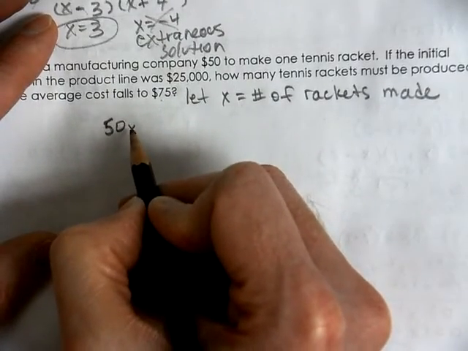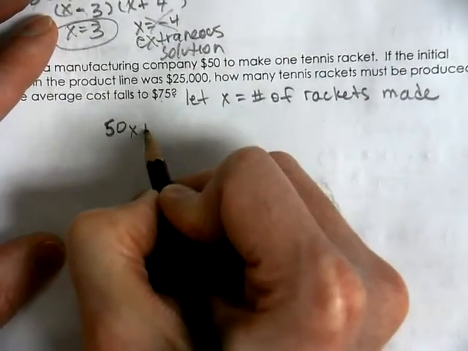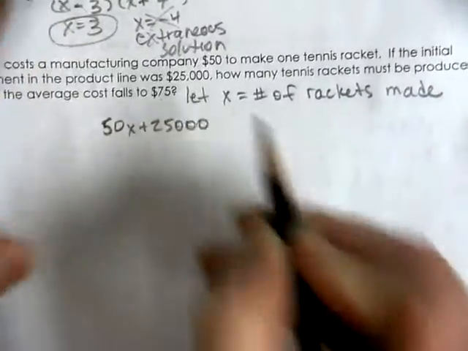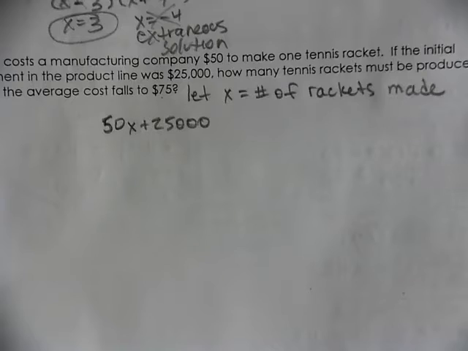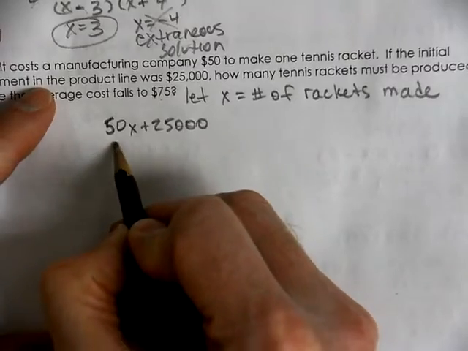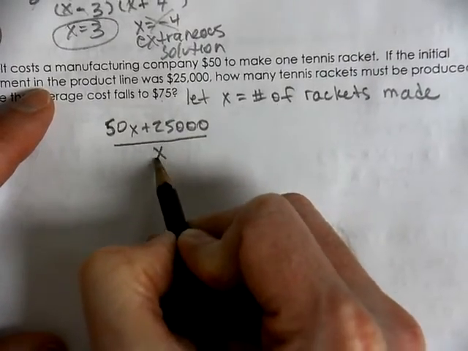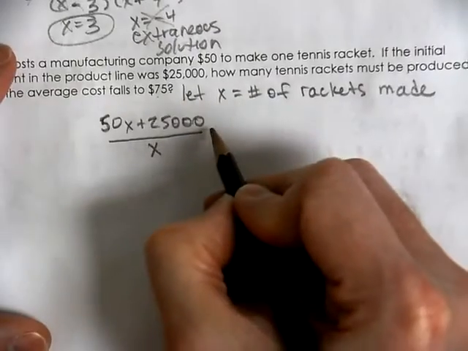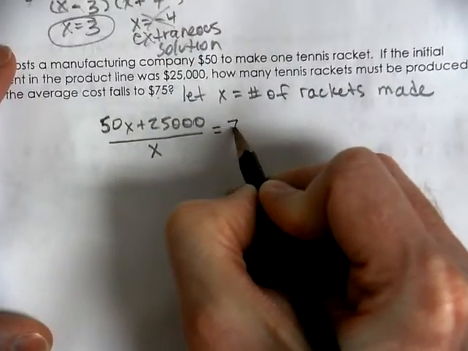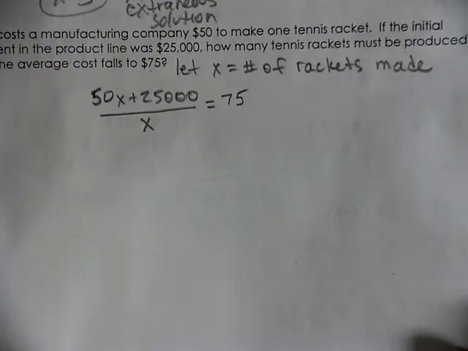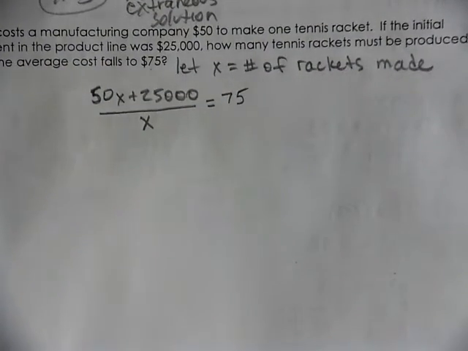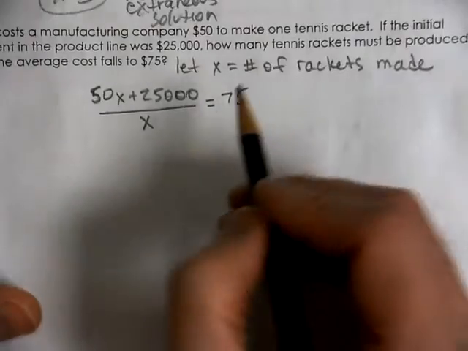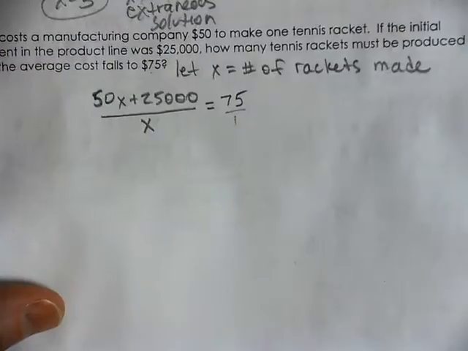So $50 for every racket made plus the $25,000, that's the total cost to make the rackets. We want to find the average cost, so we're going to divide that by the number of rackets that are made. If it's only one racket, that's a very expensive price. But if we want this average cost to equal $75, we could solve for X to see what it would take for this to occur. Now, this only equals a number. We can make it a fraction by putting a 1 underneath it.